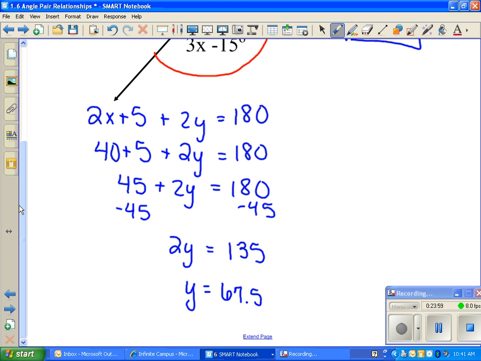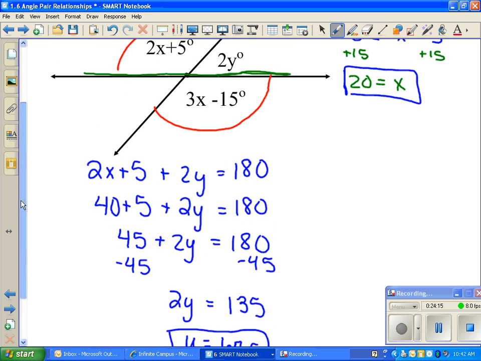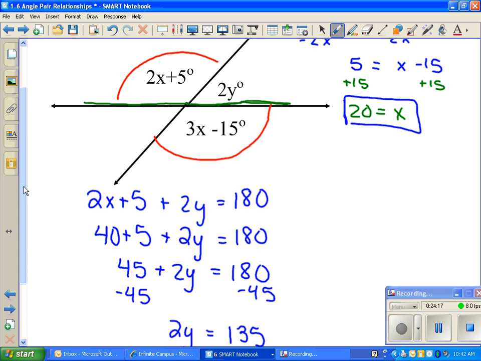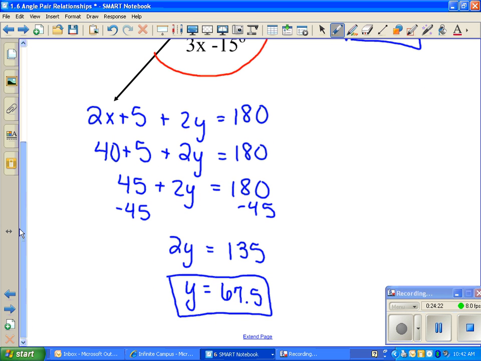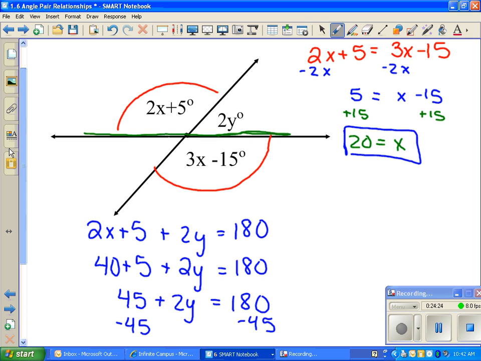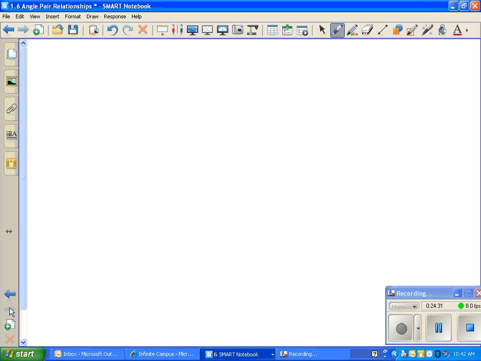All right? And then you're done. It didn't ask for the angle measurement, it just asked for x and y. That's the end of that question, but if it asked me to find that measurement, it's going to be 135. I would do 67.5 times 2 to find that angle, but it didn't ask for that. Questions?